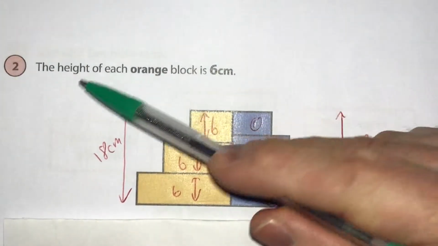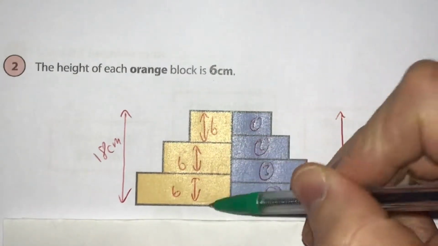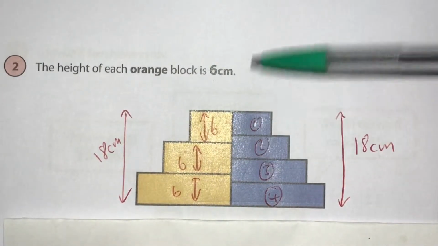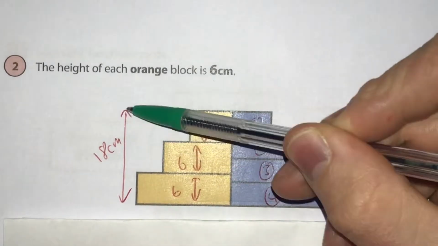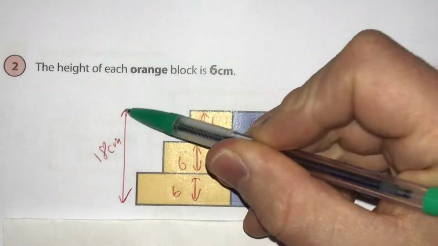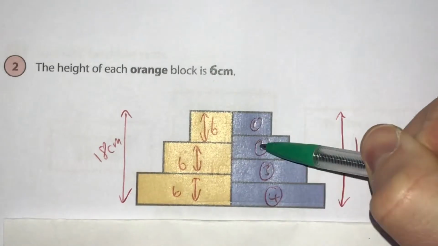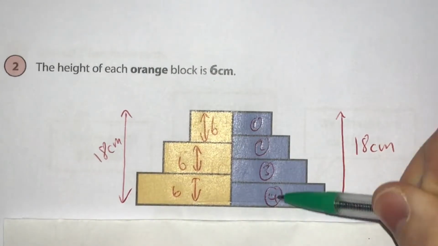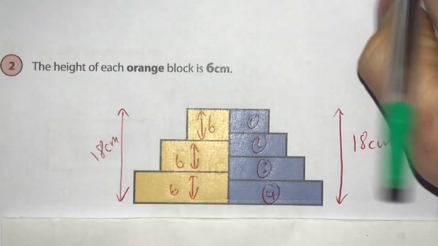It tells you that the height of each orange block is 6. So what have I done? Well, I've just simply used my diagram. If your diagram's here, use it guys, it's going to help you. 6 and 6 and 6, they're all in a straight line, so I know all 3 of them must equal 18. So if from here to here is 18, we know from here to here is 18. So 1, 2, 3, 4 of these blue blocks has to also equal 18. That's the first part you need to know.